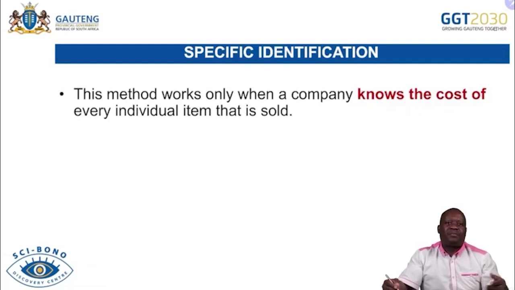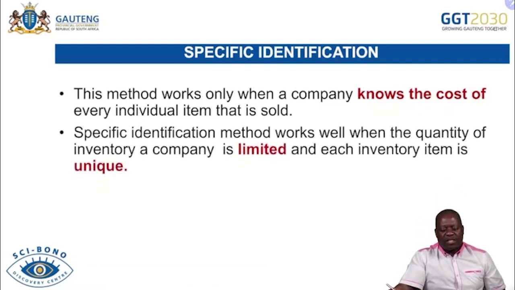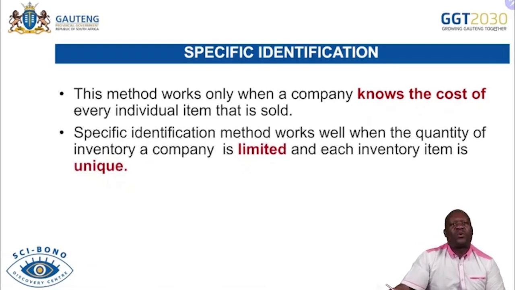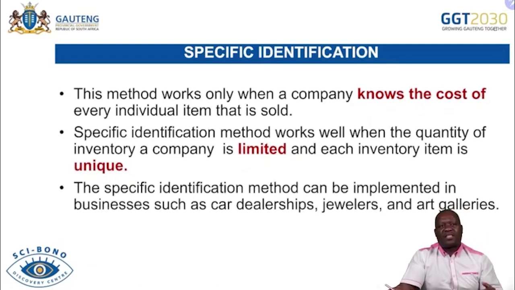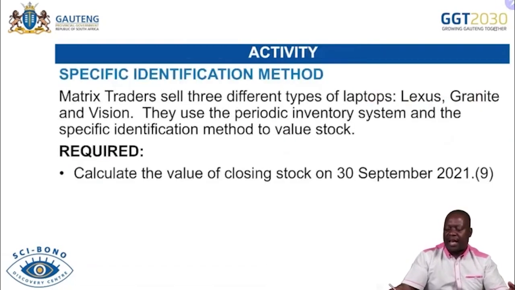Specific identification works. Now, the specific identification method works well when the quantity of inventory a company has is limited and each inventory item is unique. The specific identification method can be implemented in businesses such as car dealerships, jewelry shops, and art galleries.